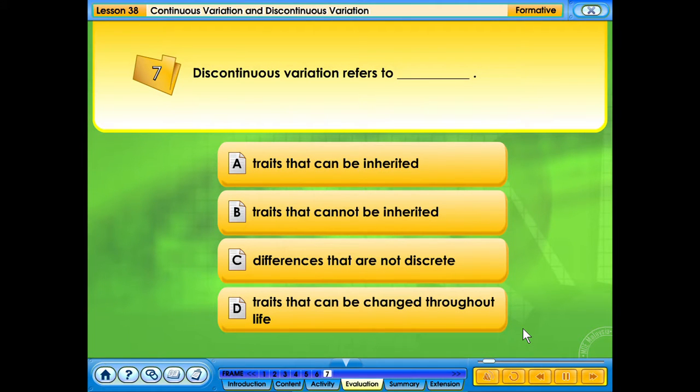Discontinuous variation refers to A. Traits that can be inherited. B. Traits that cannot be inherited. C. Differences that are not discrete. D. Traits that can be changed throughout life.